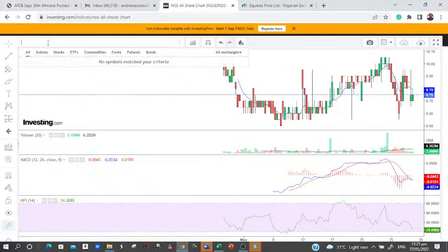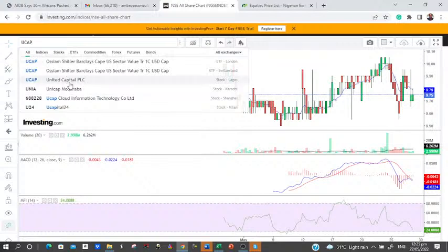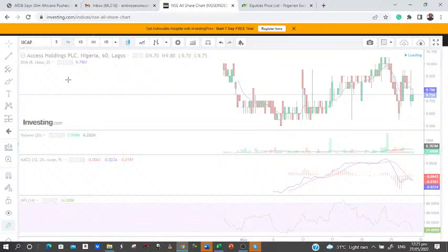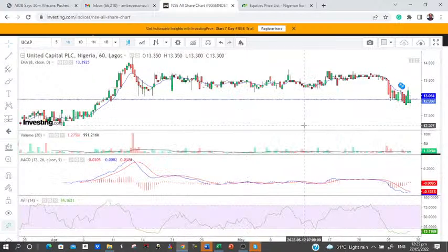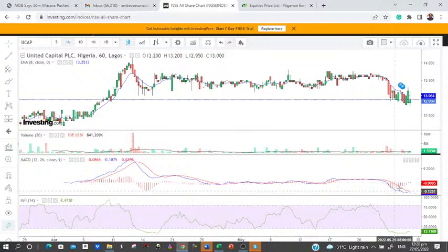UCAP, let's see UCAP at this hour. What is happening in UCAP? United Capital. On a 1 hour chart, United Capital is also looking good. You can see MACD is almost confirming a bullish sign, which is good. You can see it here almost crossing. Money flow is trying to curve up on the 1 hour chart, and as we speak, it's trading slightly above the T line. Here, for me, it's a good one.